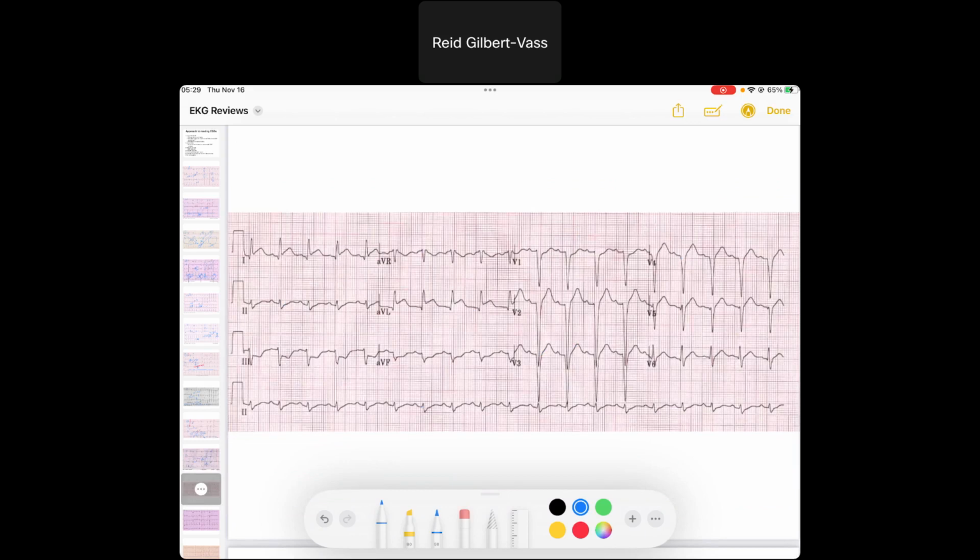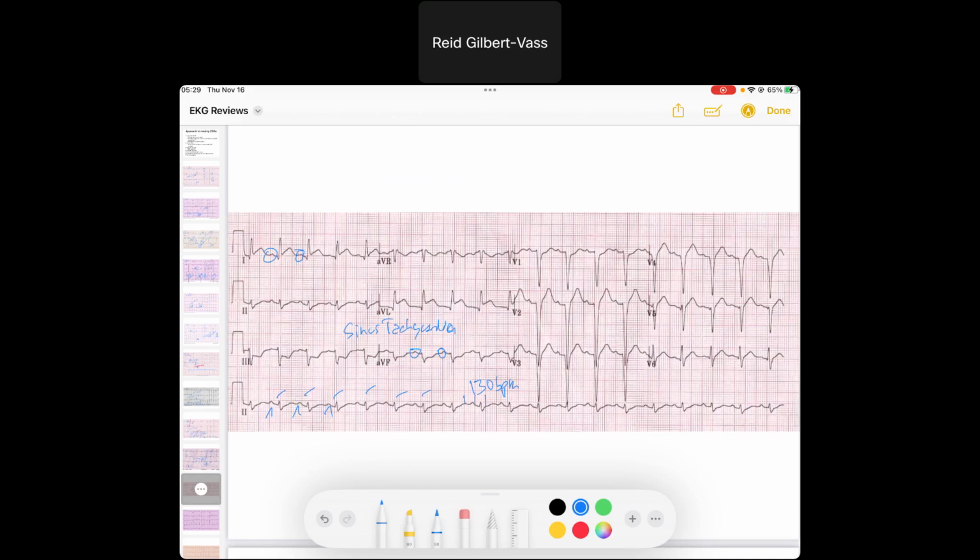Next EKG here, we're going to look at a rhythm. It's fast, it's regular. Let's count the rate. I like to find a QRS that lands on solid lines, so maybe 300, 150, this would be 100, so maybe 130 beats per minute. So it's fast. And so let's see if there's a P wave, and I see P waves right here. Those P waves are up in 1, they're up in aVF. So I'd say this is a sinus tachycardia.